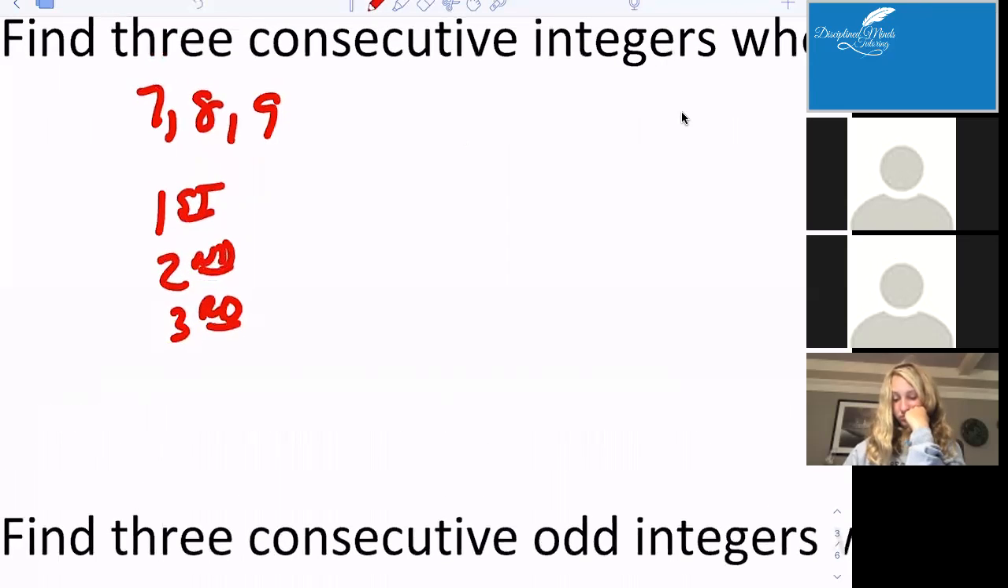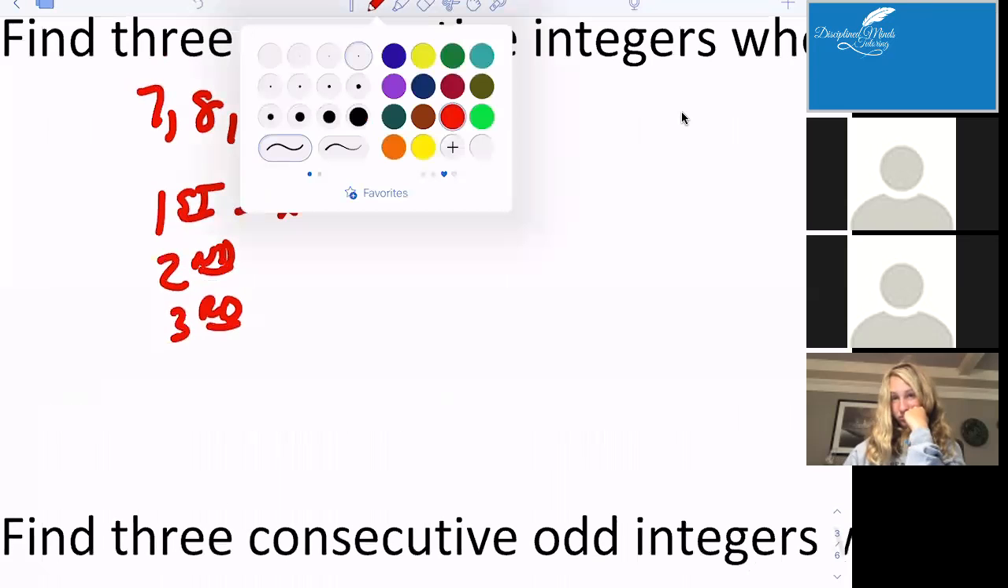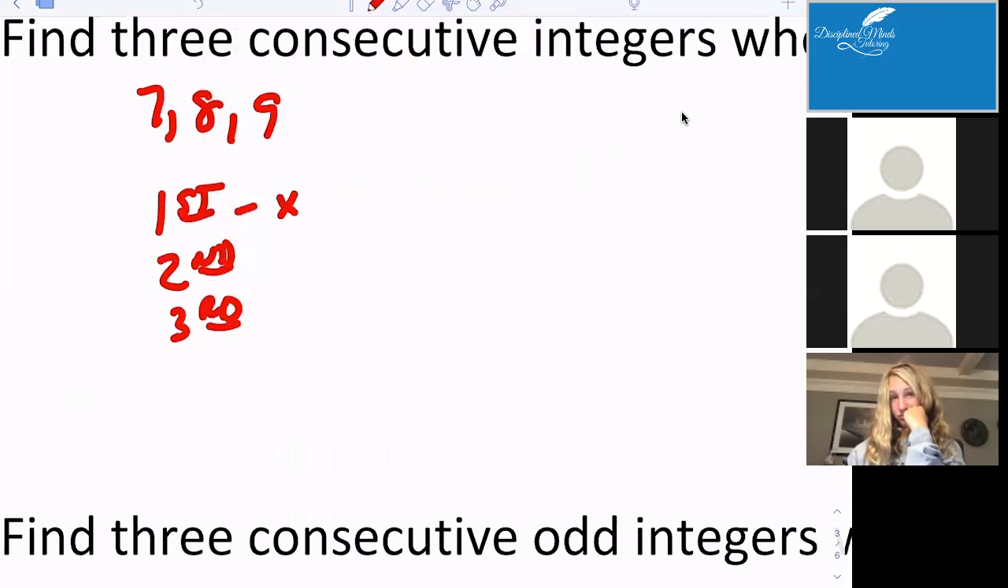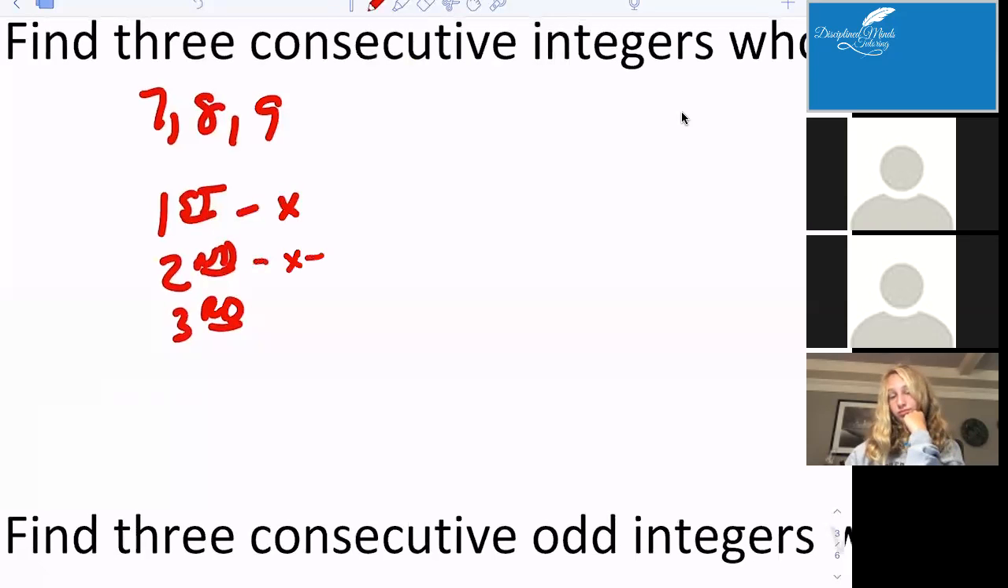Now, the first number we're going to call is what? X. Now the question is, how do I get from 7 to 8? What am I doing? Adding 1. That is correct. So the second number would be x plus 1. And the third number then would be what? X plus 2. Thank you, x plus 2.